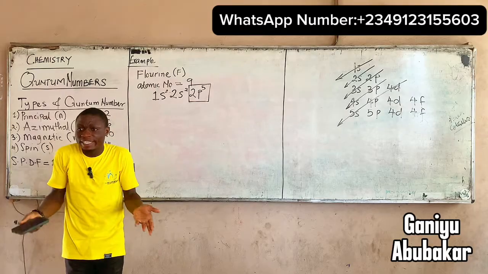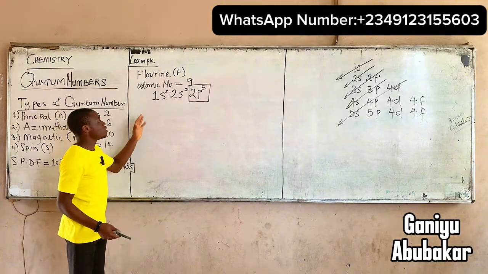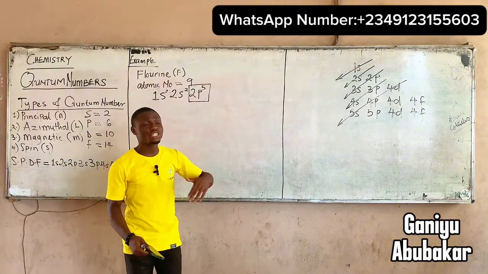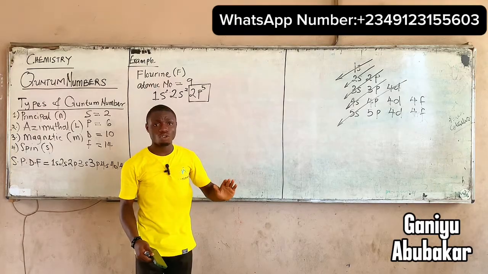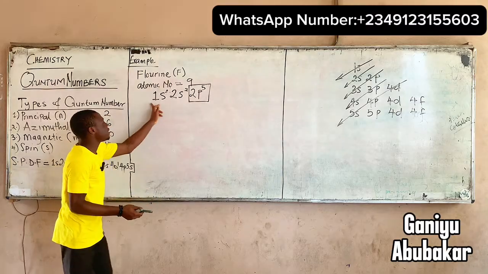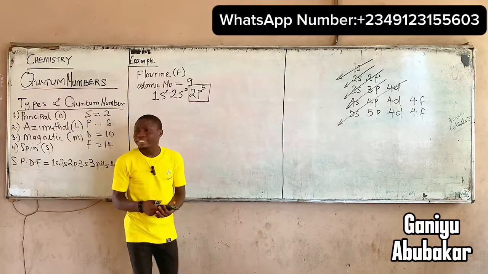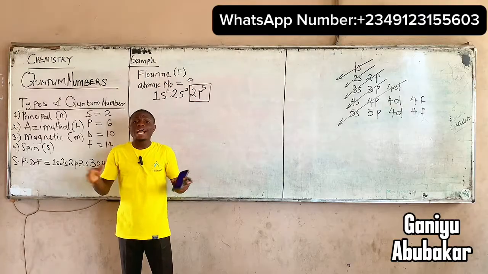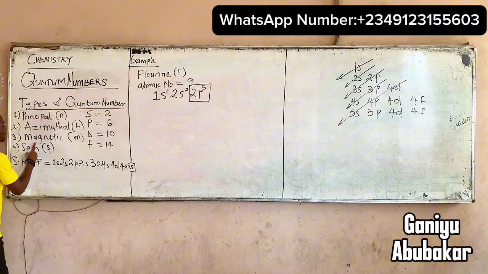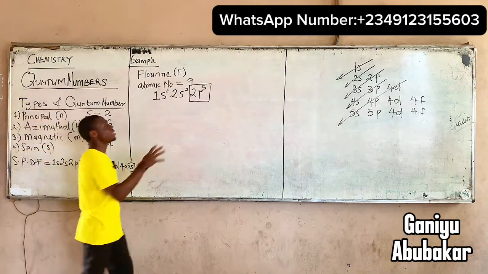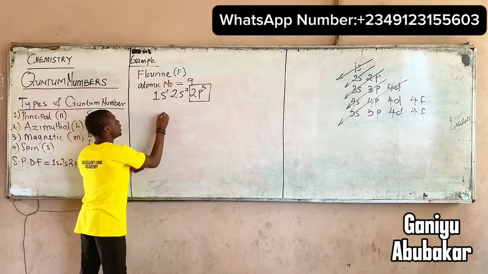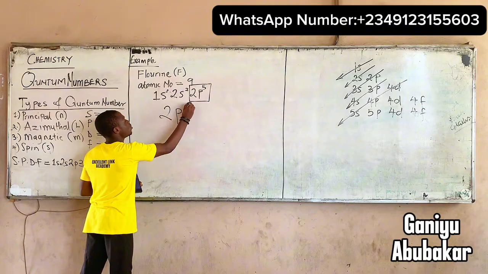In the exam, in some cases, they will not ask you to draw the SPDF configuration for fluorine. Sometimes they just give you something like 3d to the power 4 as its electron configuration. So I don't need all the other parts to get the principal. To get your principal, azimuthal, magnetic, and spin, I'm just considering the last part, which is 2p to the power 5.